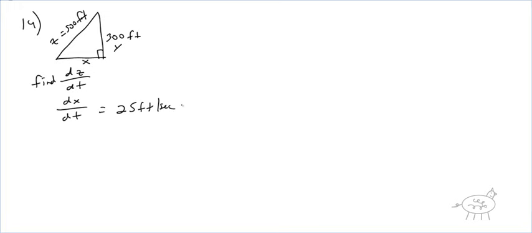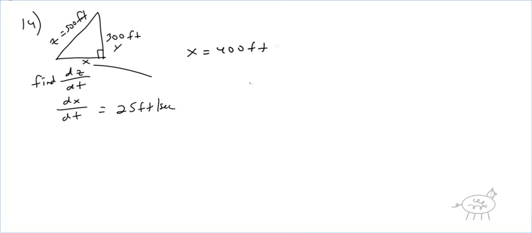So we have everything. The only thing we don't have is x. Well, of course, we have enough information to find x because we know z is 500 feet and y is 300 feet. We know this is a 3, 4, 5 triangle, so x equals 400 feet. Or you could use the Pythagorean theorem, either one.